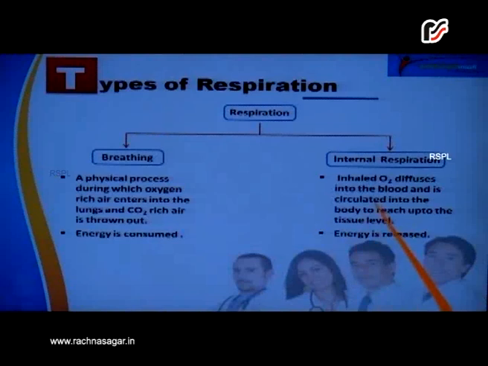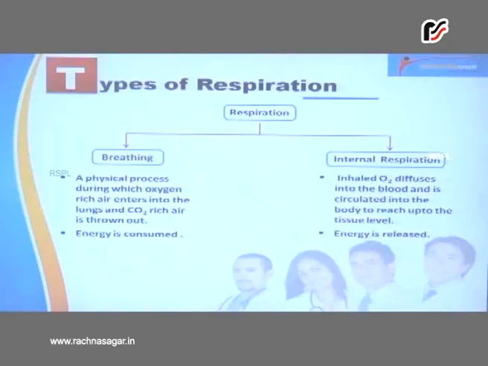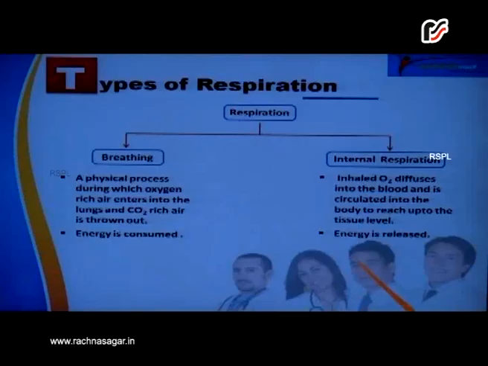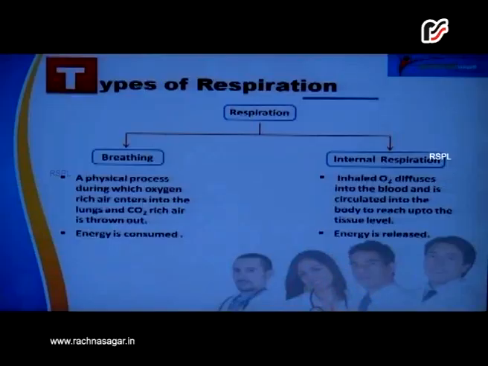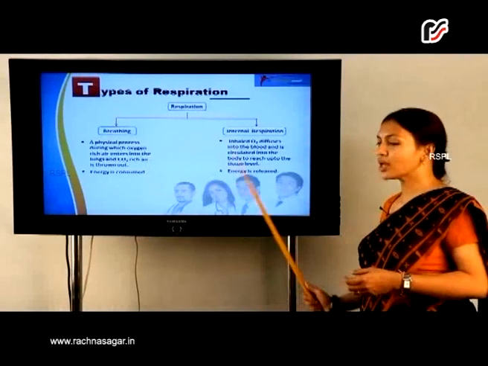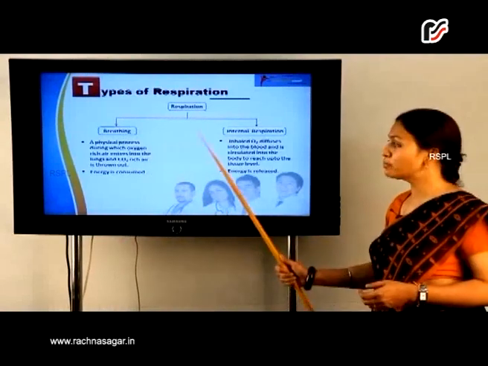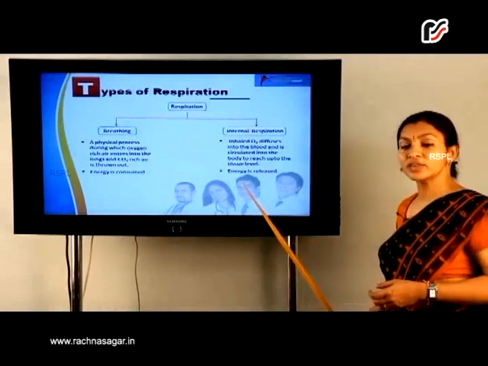On the other hand, internal respiration occurs inside the lungs. So inhaled oxygen diffuses into the blood and is circulated in the body and goes to each and every body cell, up to cell and tissue level. That particular oxygen which is circulated is utilized in oxidizing the food material, that is glucose, and energy is released. So in this way we can also find out the differences between breathing and internal respiration.